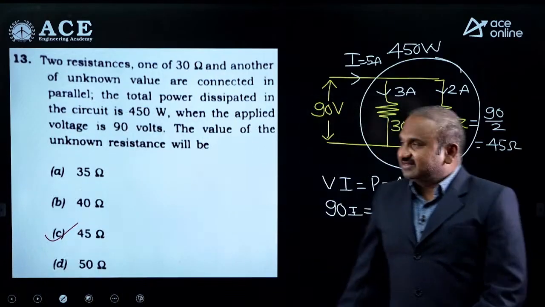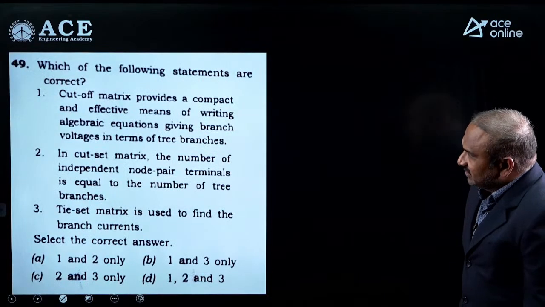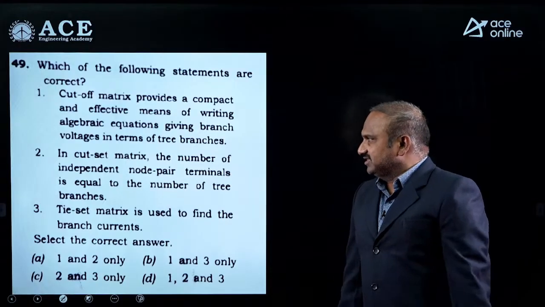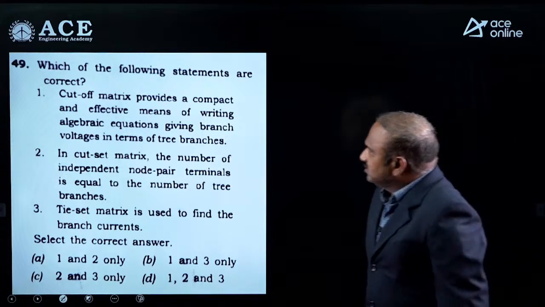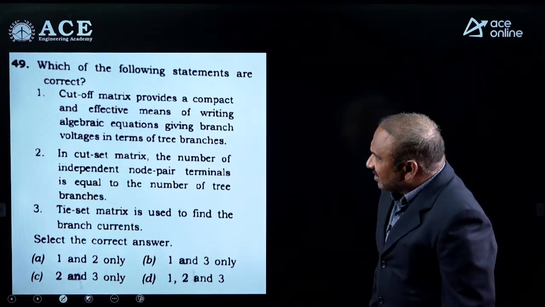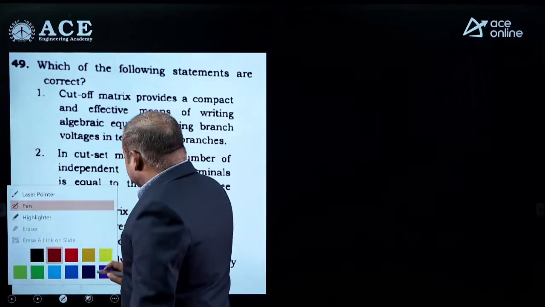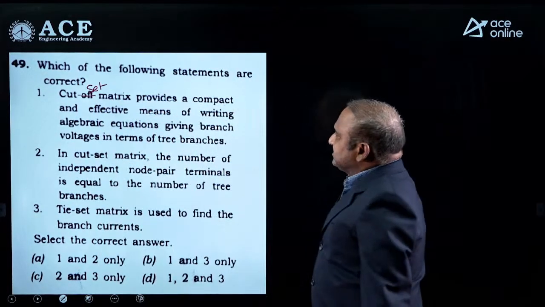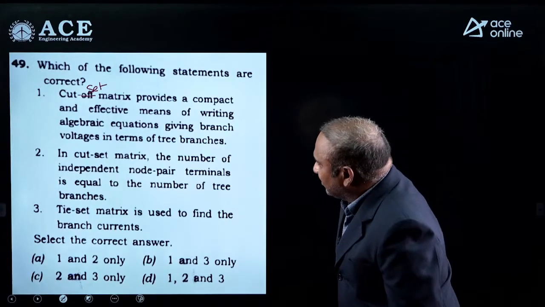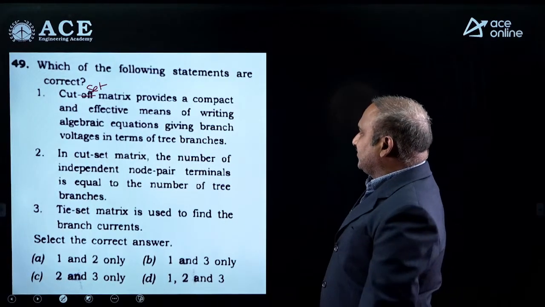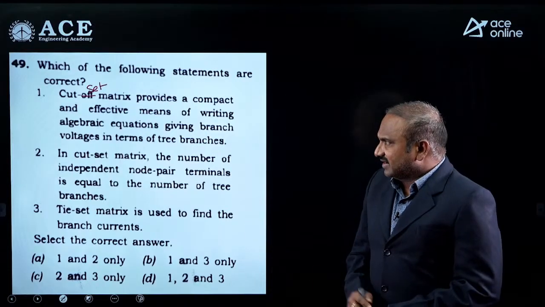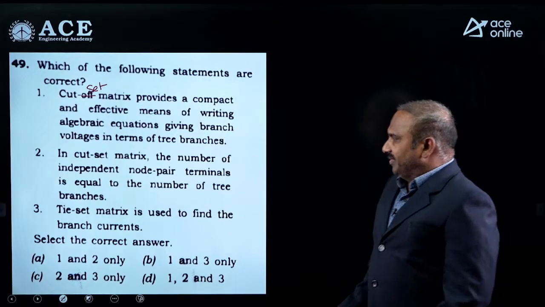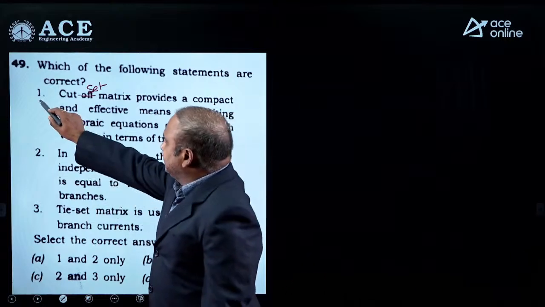Okay. Let us take the next example. In this one, the focus is more on network graphs, nothing but graph theory. The question is, which of the following statements are correct? Cut set matrix, not cutoff matrix, this is the cut set matrix. The cut set matrix provides a compact and effective means of writing algebraic equations giving branch voltages in terms of tree branches. As you know, the cut set matrix deals with nodal analysis and the tie set matrix deals with mesh analysis or the loop matrix. That's why the first statement is correct.